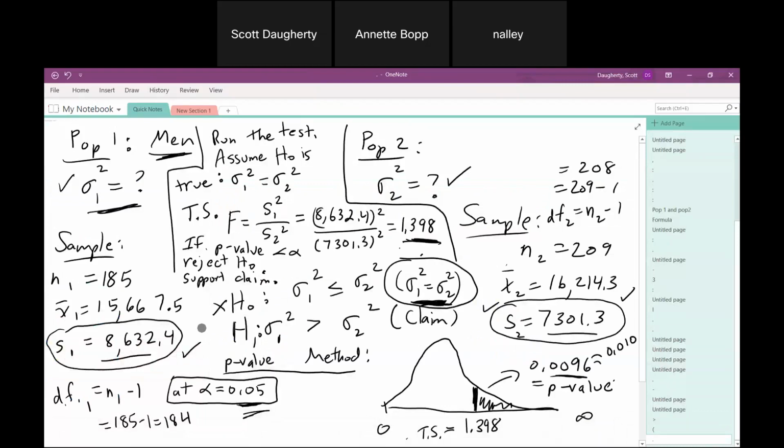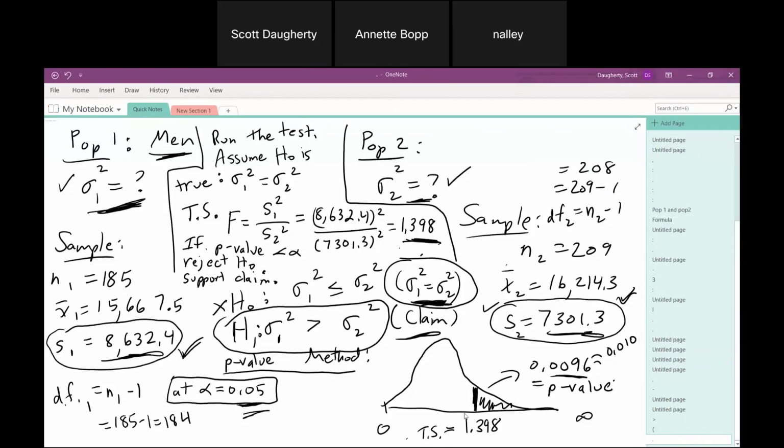By the way, you should reflect on whether the conclusion that you're getting makes sense. We concluded that sigma 1 squared is greater than sigma 2 squared. We're supporting that claim, right? And when you look at the sample data, this is so much larger than this. That's why you're supporting someone's claim, right? If you look at it in those terms, it makes sense. So just reflect on it and see if it makes sense before you put in the answer. This is so much larger than this that we believe this is larger than this. So that's why we're supporting your claim, okay?